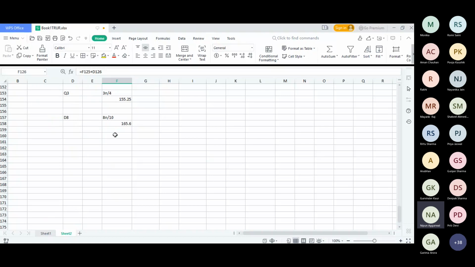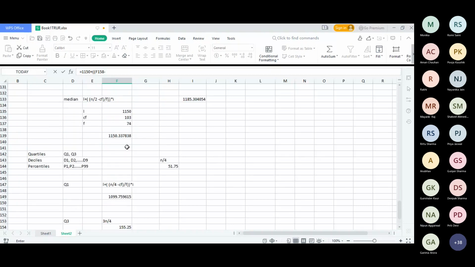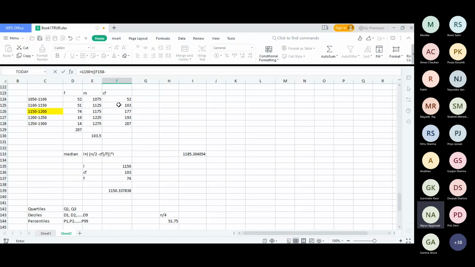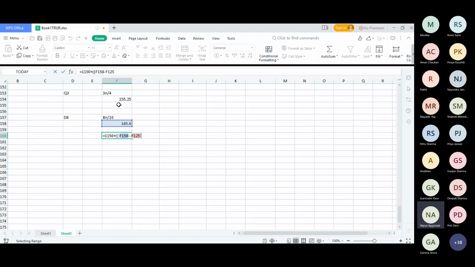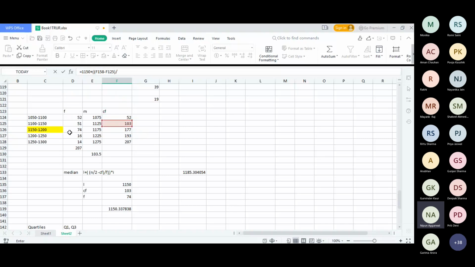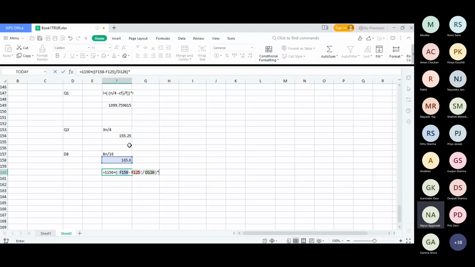So now again, if we want to calculate this, the same as this. L is 1150 plus 8n by 10 minus the cumulative frequency above it. So cumulative frequency above it is 103 divided by the same class frequency, which is 74, and multiply by i. i is again 50. So 1192.297, that will be the value for D8, which says 80% is below it and 20% is above it. So in that way you can calculate anything.